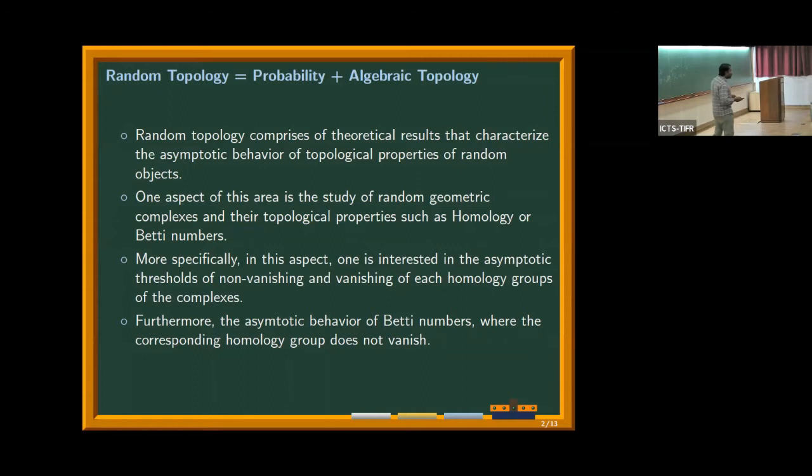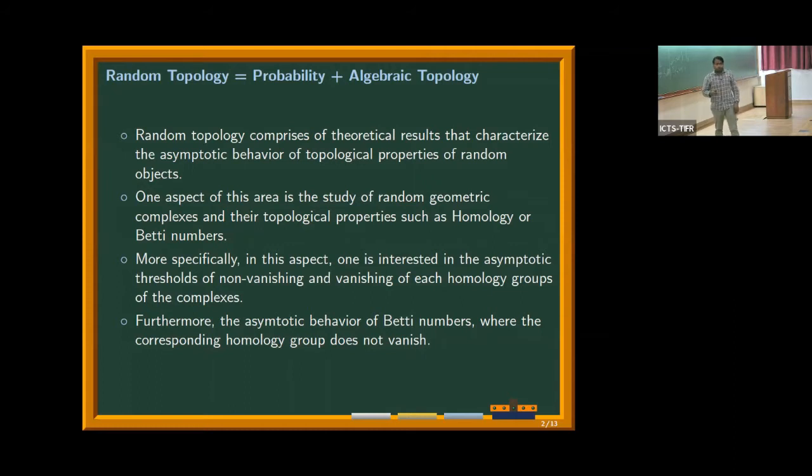And one aspect of this area is the study of random geometric complexes and their topological properties such as homology or Betti numbers. If I tell you more specifically, one is interested in the asymptotic thresholds for non-vanishing and vanishing of each homology group of these complexes. And where the homology groups do not vanish, we would like to know the asymptotic behavior of Betti numbers as well.